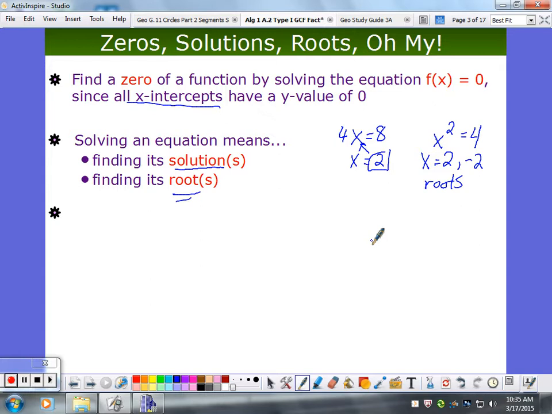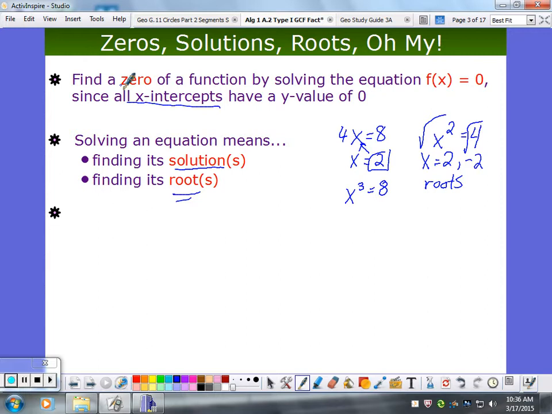How do you get there? How do you know it's 2? Simple math. Well, what simple math did you do? You took what? You took what am I doing here? Square root. You took the root. You took the square root. I could have done this. x cubed equals 8. What's the root? 2. So we use root almost interchangeably with solution.